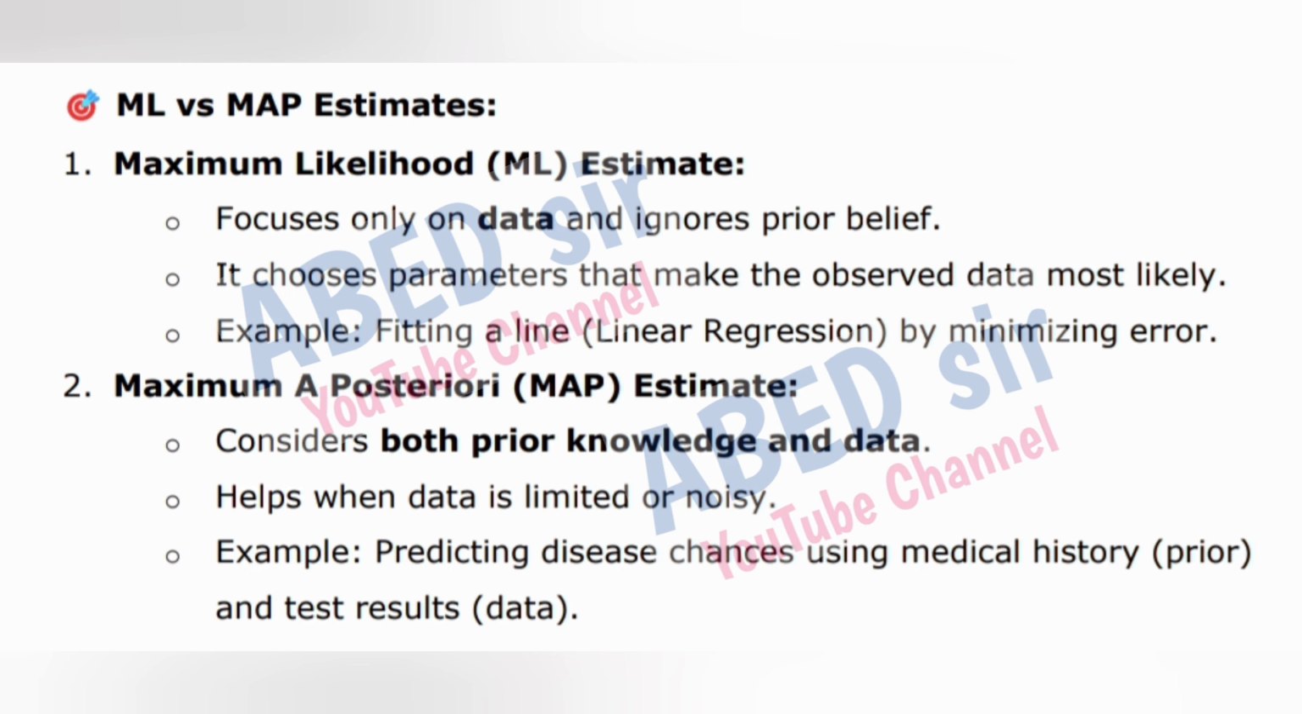2. Maximum a posteriori, MAP, estimate. Considers both prior knowledge and data. Helps when data is limited or noisy. Example, predicting disease chances using medical history, prior, and test results, data.